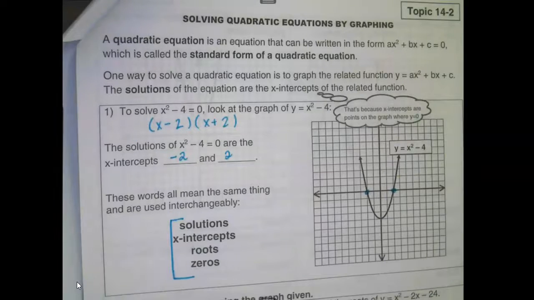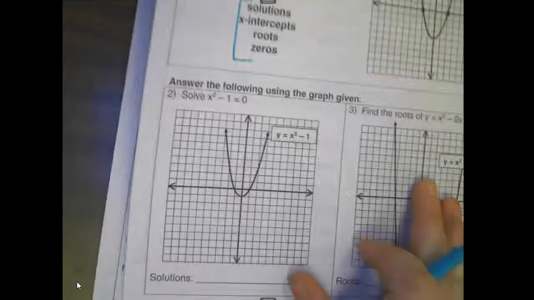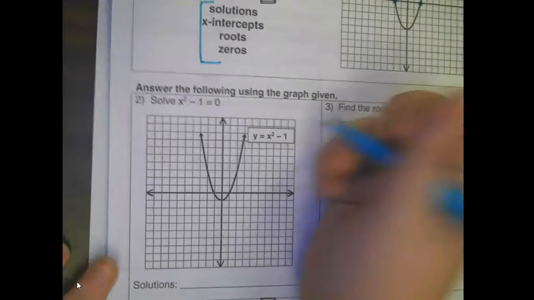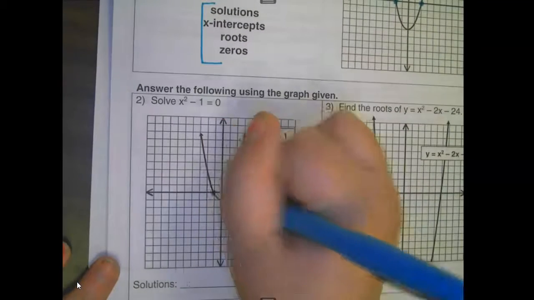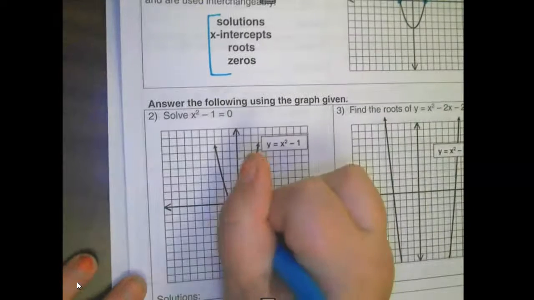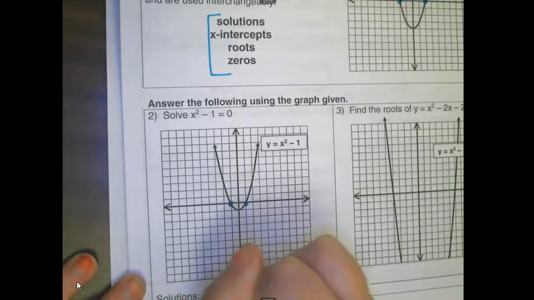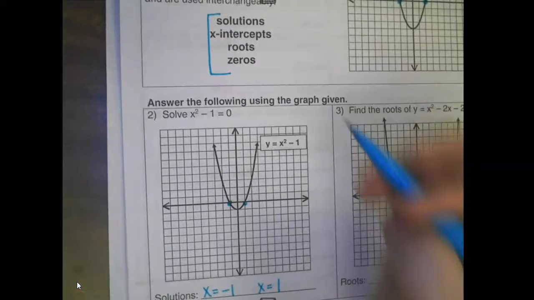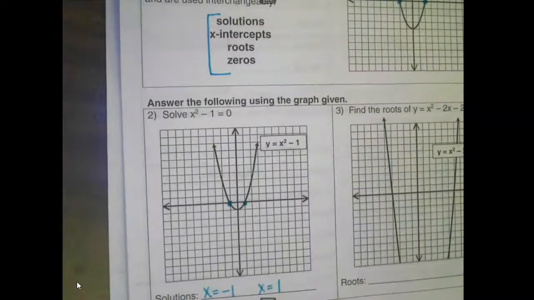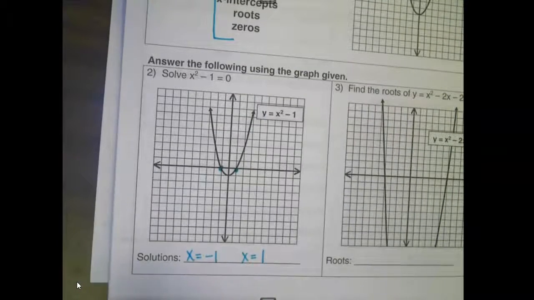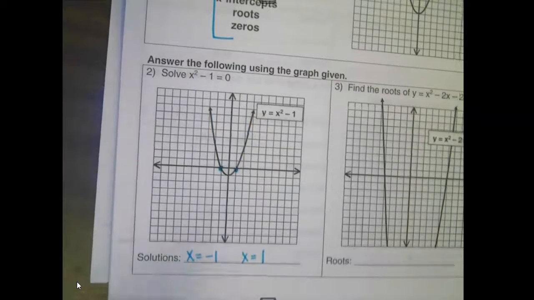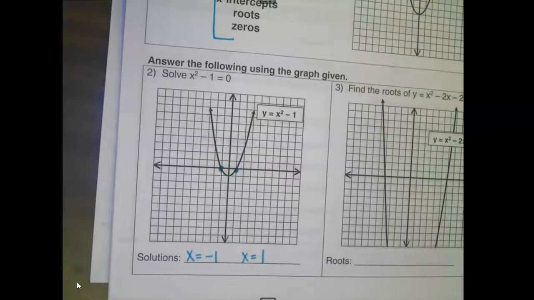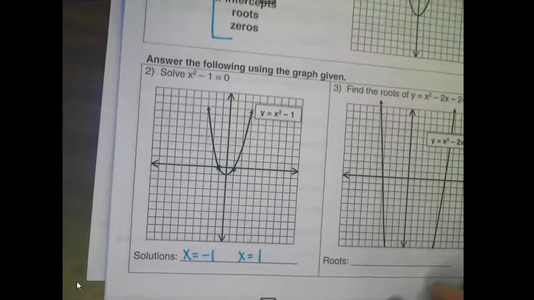Alright, so let's look at number 2. Alright, so what are my solutions? It's asking for my solutions of x equals -1 and x equals 1. That's where it crossed my x-axis on both of those. If I were to solve this by factoring, I would get 1 and -1. If I were to solve this by quadratic formula, I would get 1 and -1.